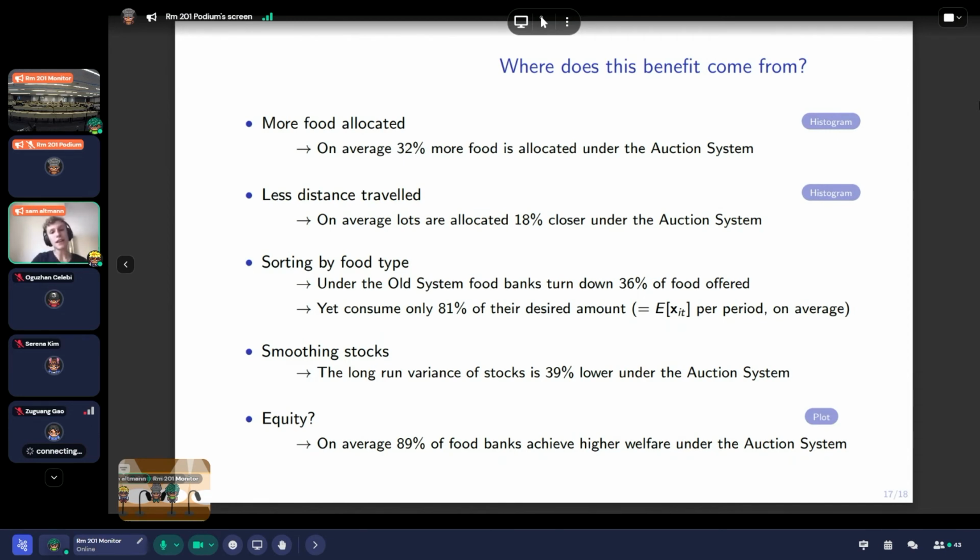But also, I see that food banks are using choice to smooth their stocks over time. So what they're doing is substituting food that they perhaps didn't receive from their local donors with food from Feeding America. And so when we give them access to choice, they're able to do this more efficiently. And finally, on average, 90% of food banks get higher welfare under the auction system than under the old system. What's the line? A rising tide raises all ships.